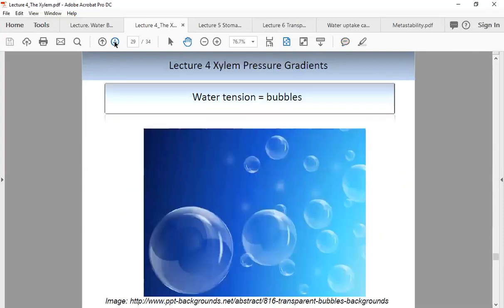Okay, so water under pressure is in a metastable state. So what can happen to that water column in the xylem? Of course, bubbles can form. And who remembers? Yes, cavitation. Fantastic. Good. Thank you. Yes, absolutely. Water has a lower boiling point under pressure. Absolutely. And this is really nicely illustrated.